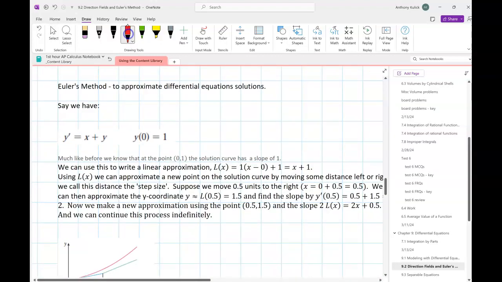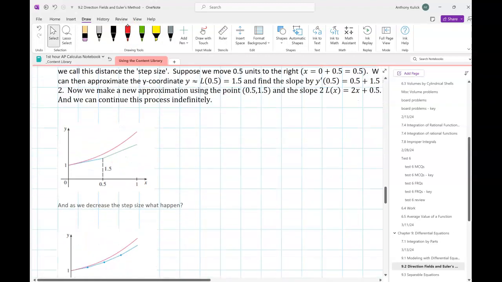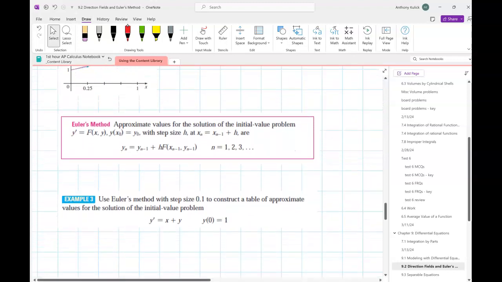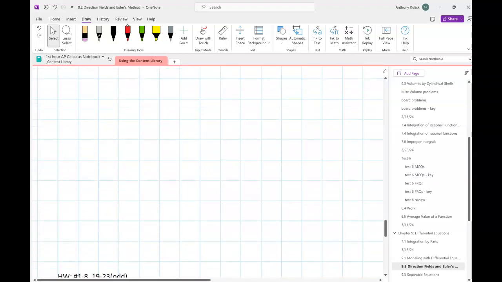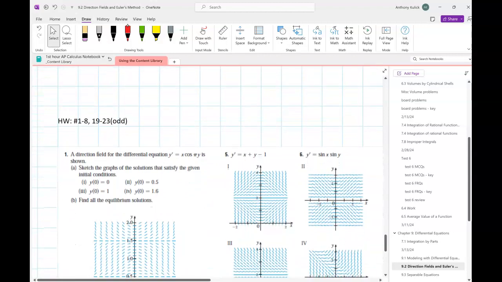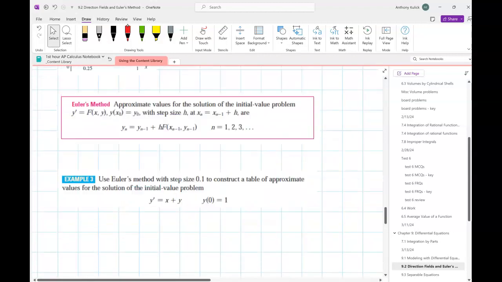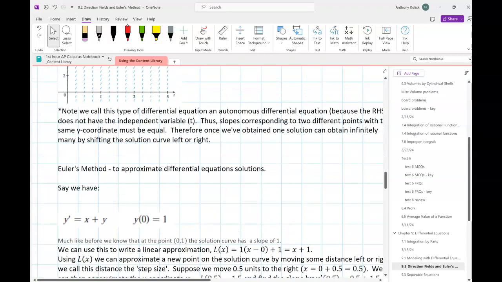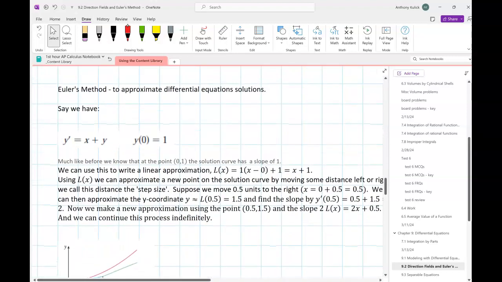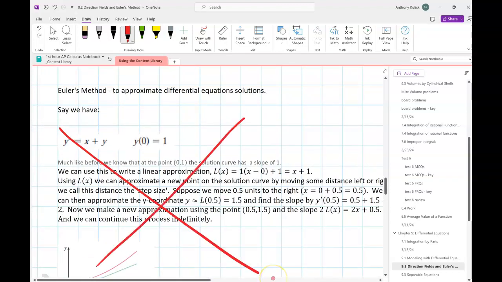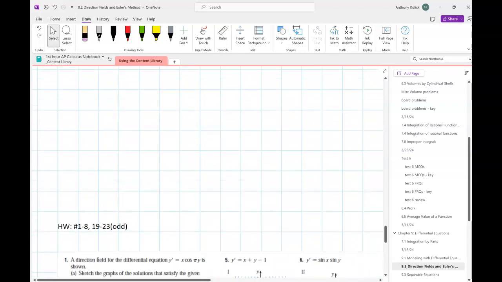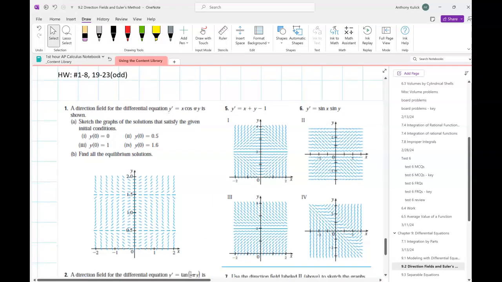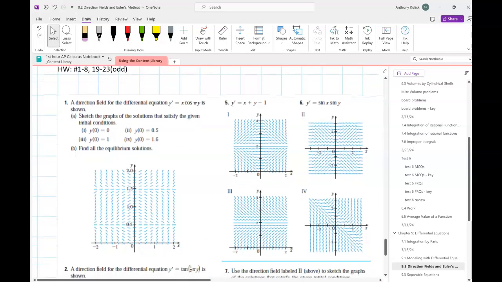You know what? We're not going to do Euler's method here because that's a BC question. I just don't want to worry about it. So we're just going to skip this. Everybody okay there? All right.